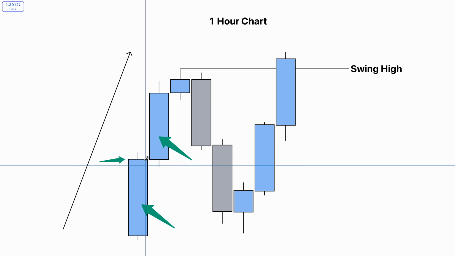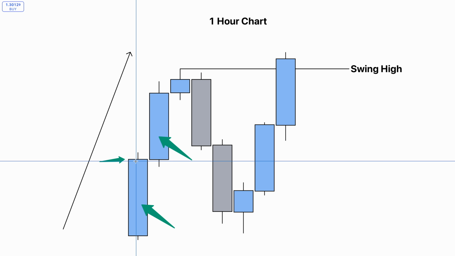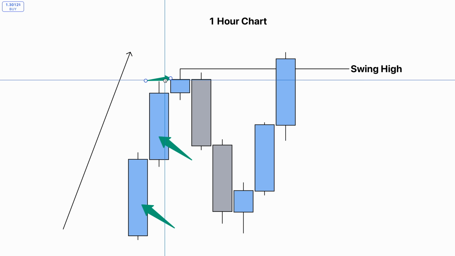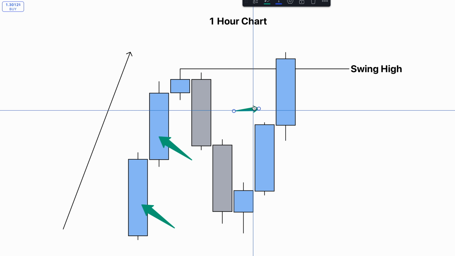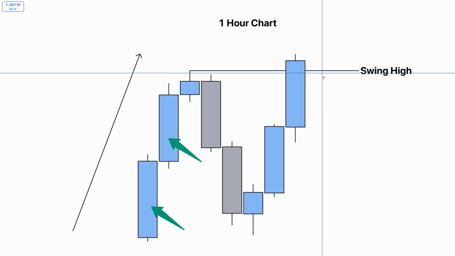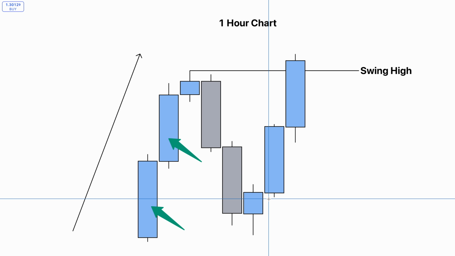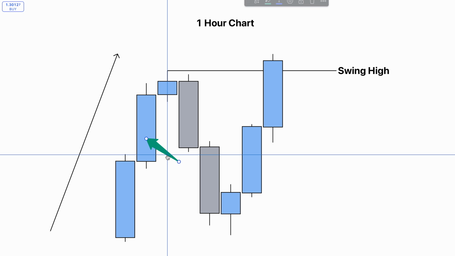So a candle closure is just where the candle is when the new candle opens. In this instance, the closure is here. The closure is then there, there, there, there, there, there, and then all the way up there, okay? Now, the reason we need to wait for these closures is because until a candle closes, it can reverse on itself. Now, if we take a look at this instance, we're in an uptrend in this example.